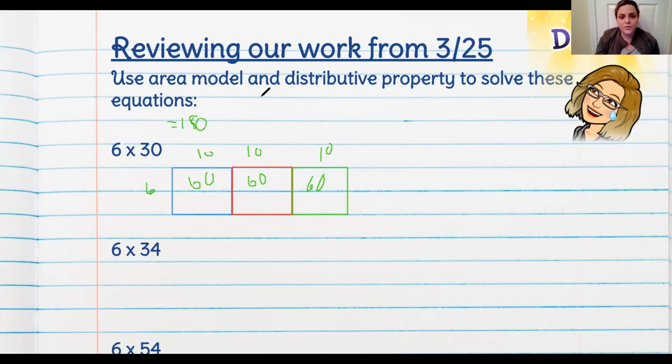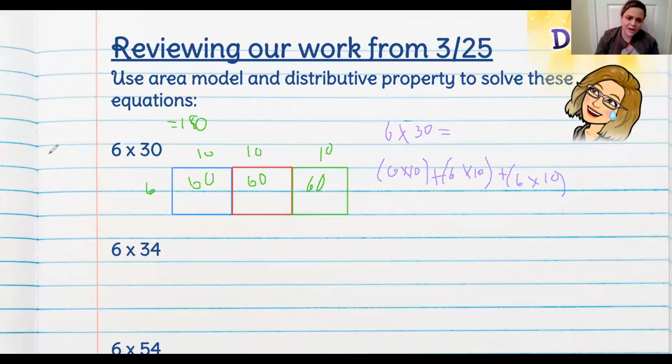But I want to use my distributive property, so I'm going to change it to another color. I know 6 times 30 really can be represented, like using the area model that I just used, right? 6 times 30 can be represented with my distributive property as 6 times 10 plus 6 times 10 plus 6 times 10. Okay, but now we know that 6 times 30 equals 180.